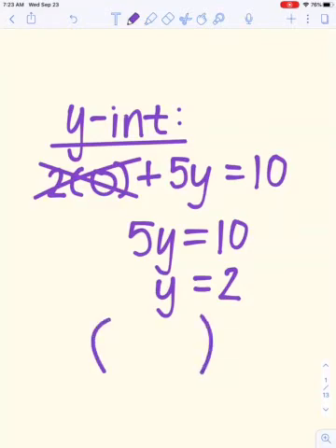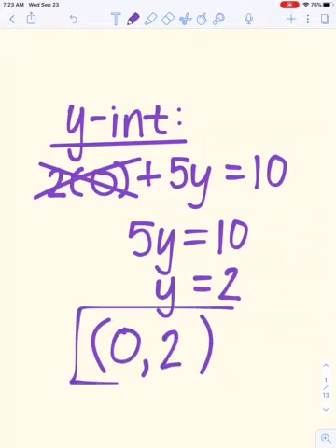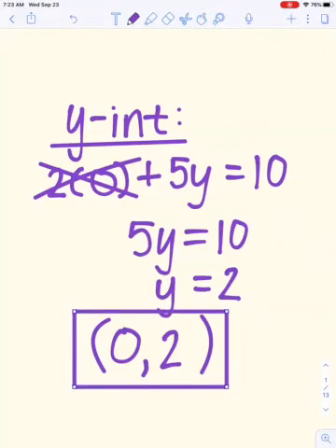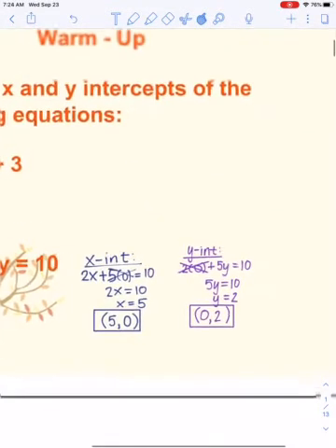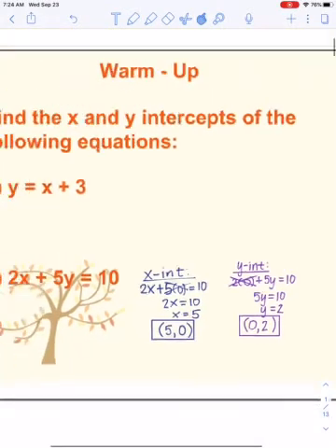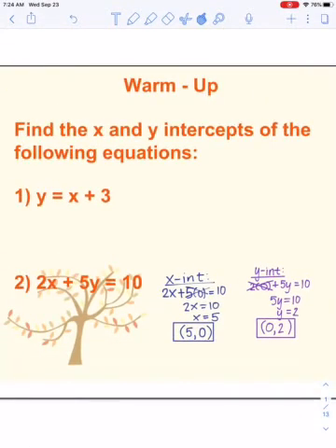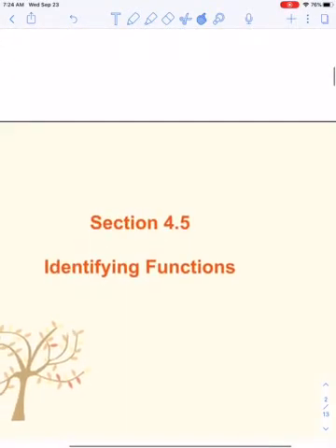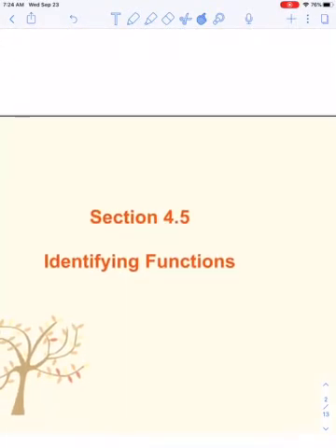Again, y equals 2 is a line. I don't want a line, I want a point. So we need an ordered pair. X was 0, we plugged 0 in for x, and we got 2 for y, so that is my y-intercept. That's where it crosses the y-axis. And those are your 2 points. Okay, do one on your own if you haven't already, and then we're going to move on.